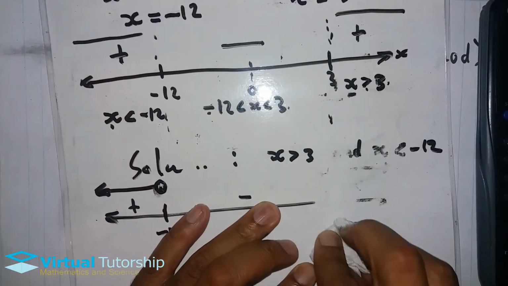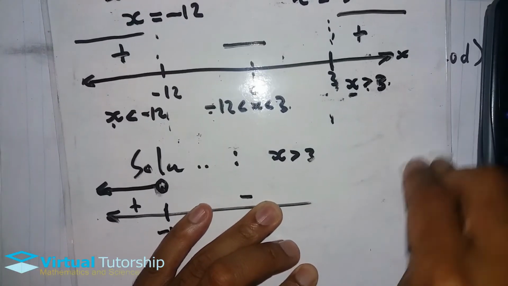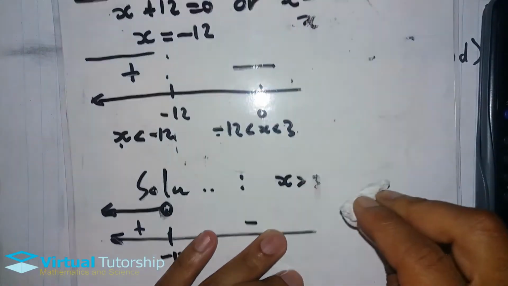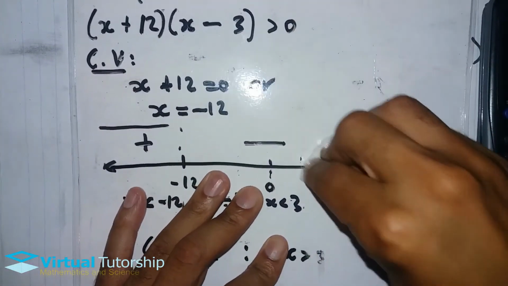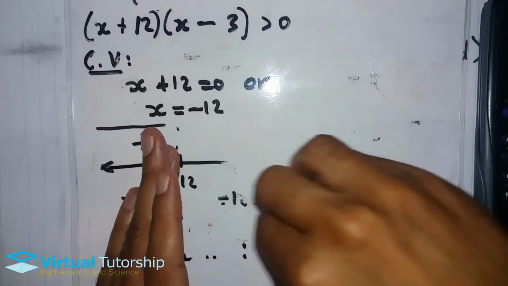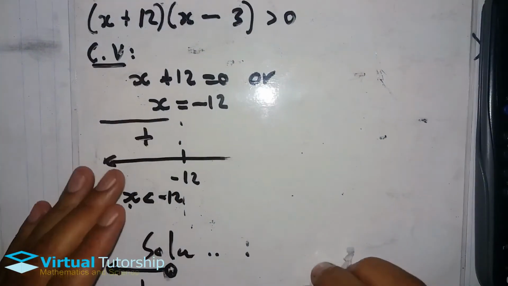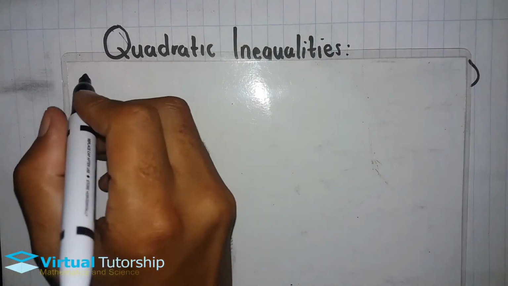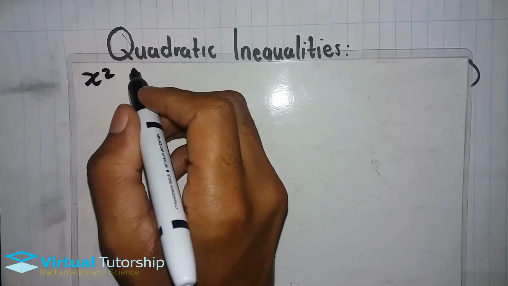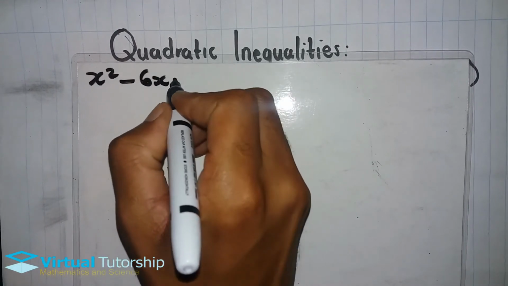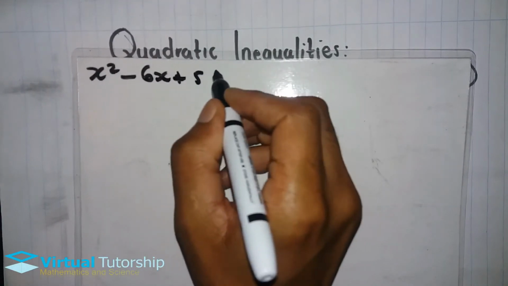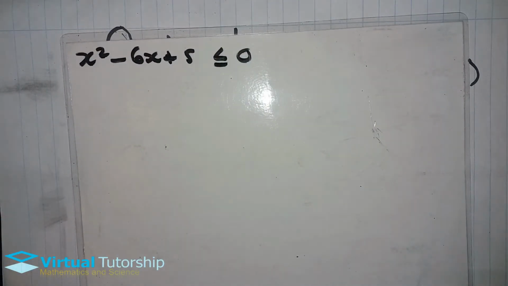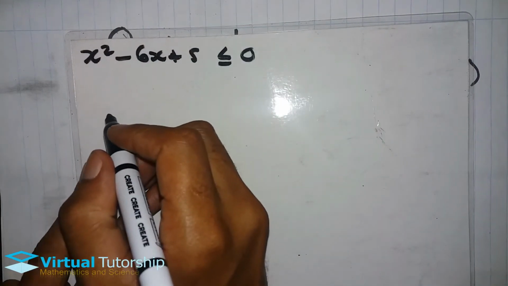Okay, let's take one more example. So let's say x squared minus 6x plus 5 less than or equal to 0. So how about this time we use the quadratic formula?